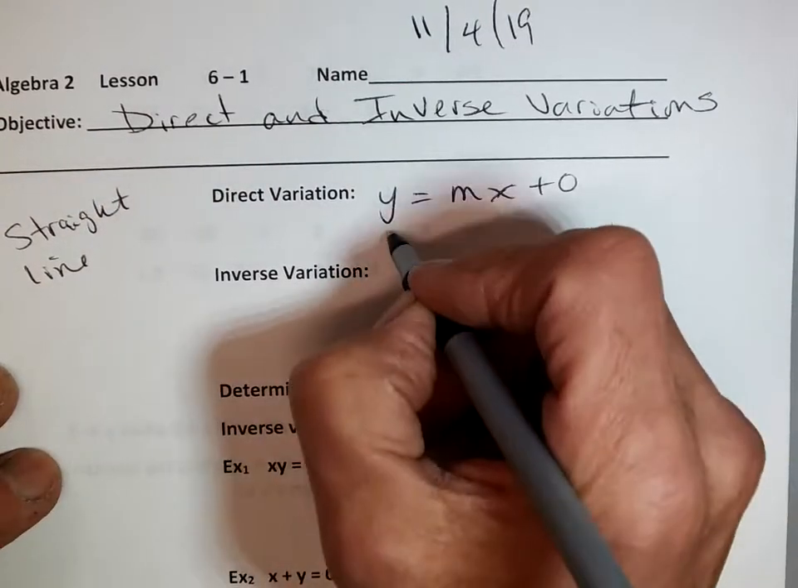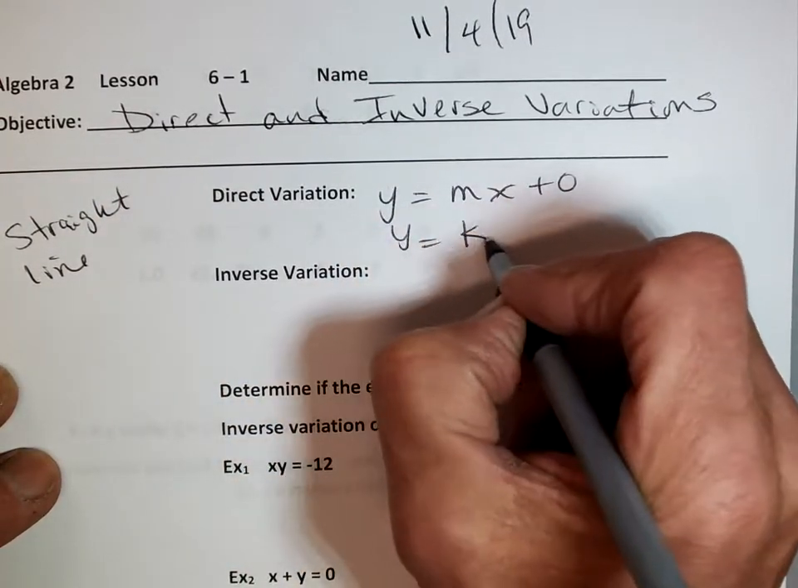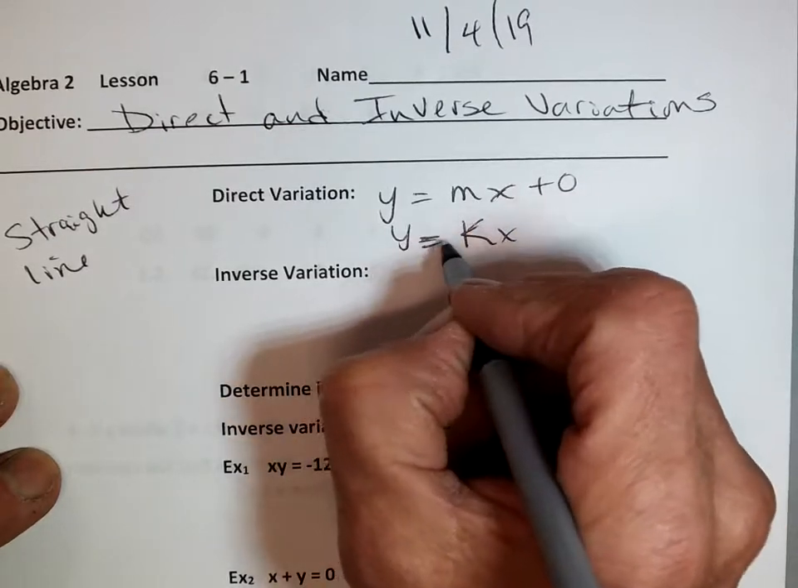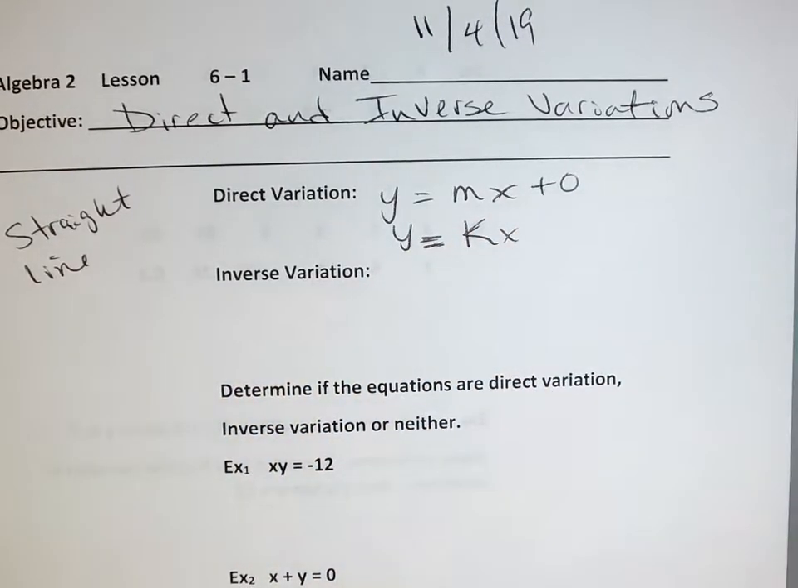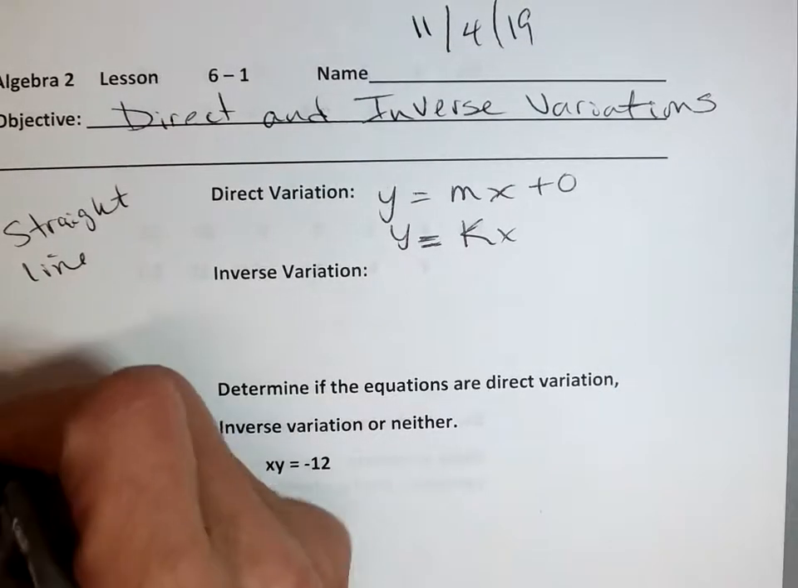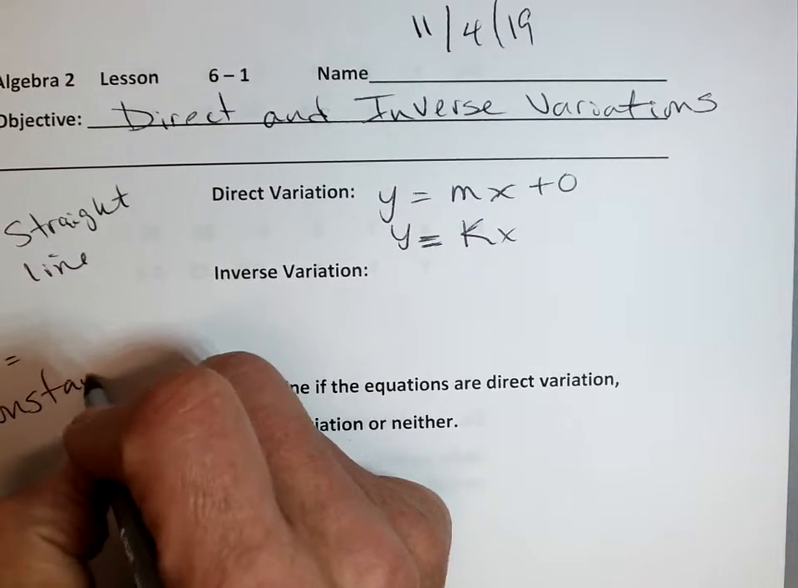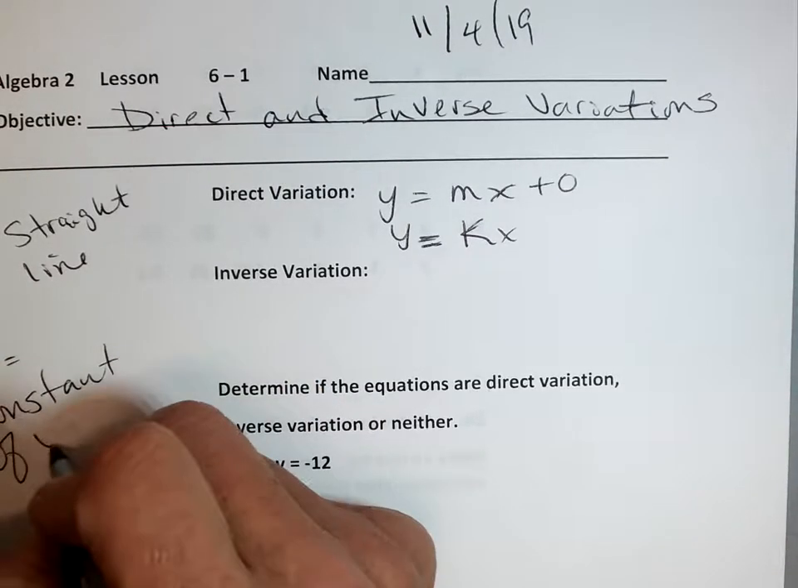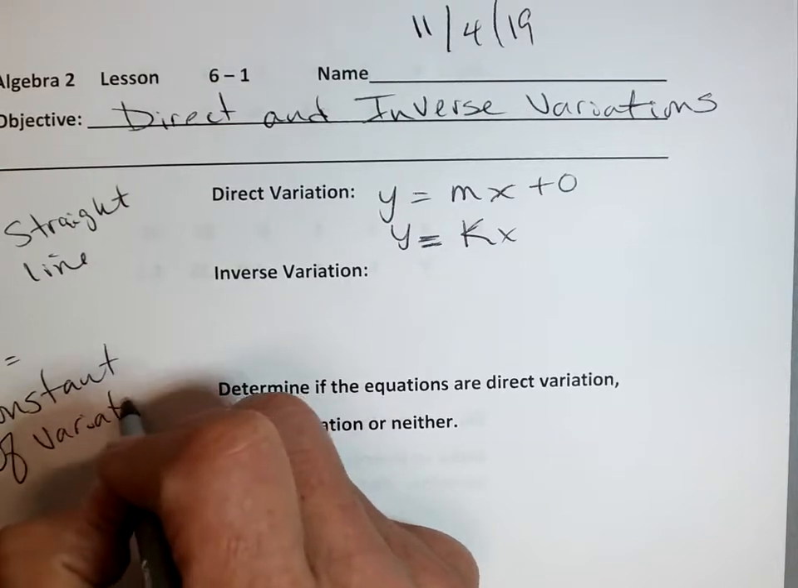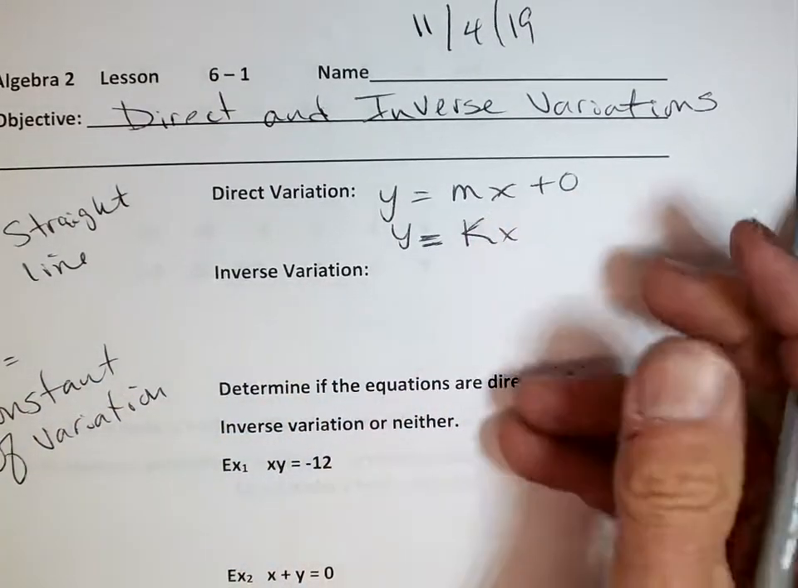And the book likes to use y equals kx, okay? So the value k is really like slope, but they're going to call it the constant of variation. Well, that's not too bad. In our case, it's basically the slope.